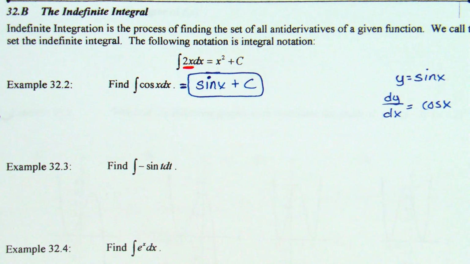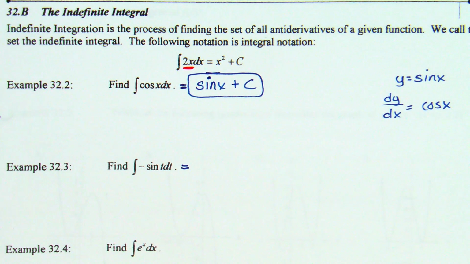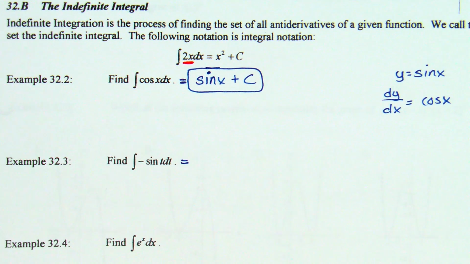Okay, thoughts on example 3? The integral of negative sine t dt. It's some form of what? Cosine? Some form of cosine t, right? The key is it positive or negative?